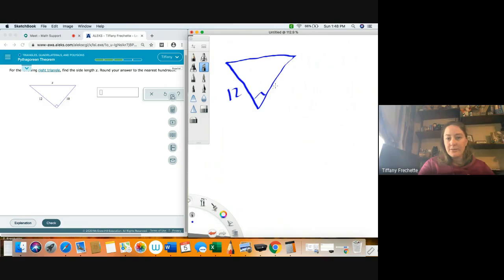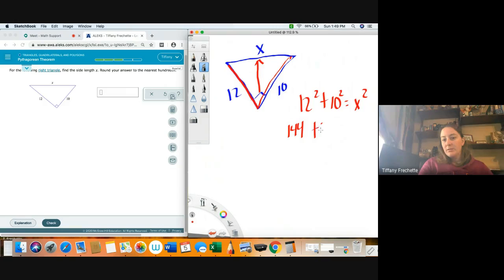All right, so we have 12, we have 10, and we have x. So I'm going to switch to red here. So remember, we want to know which ones make this 90-degree angle. So it's the two that it's touching when I do this. So it's this line, and it's this line here. So the 12 and the 10 are my a squared and my b squared. And that's going to equal the number that's across from that right angle mark, which is x squared in this case. So I have 144 plus 100 equals x squared.